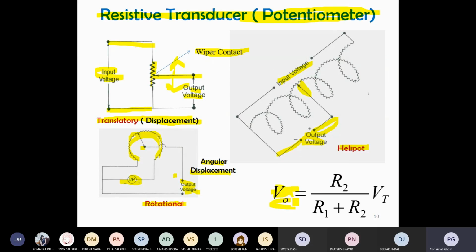You will get that output voltage from your voltage divider rule. Okay, so Vo equal to R2 divided by R1 plus R2, into Vs. So that is your voltage divider rule.